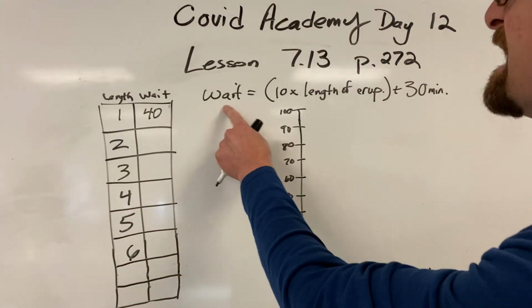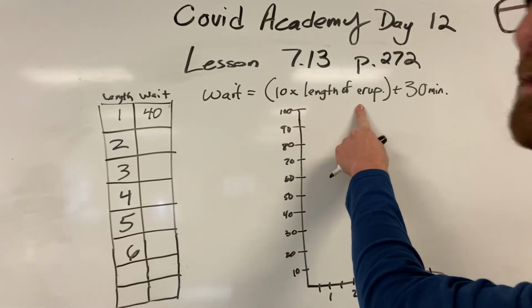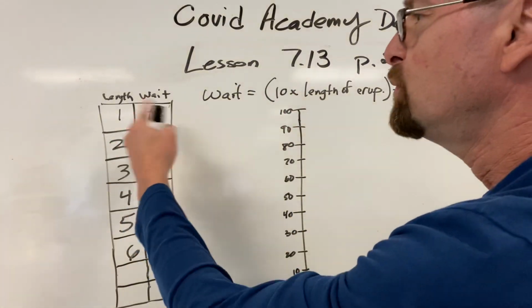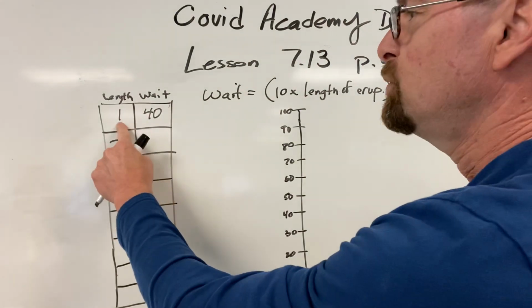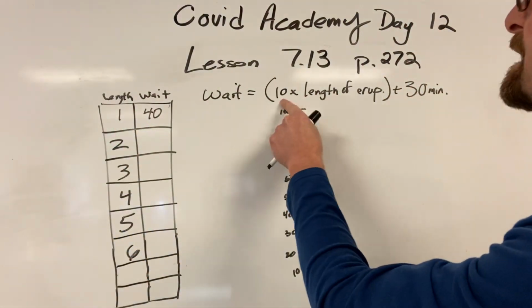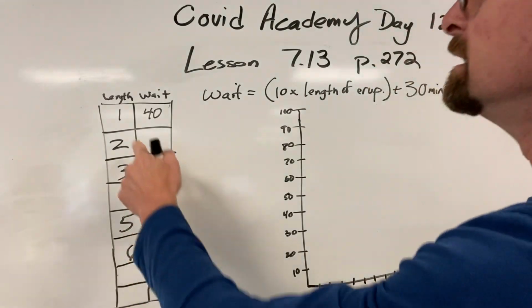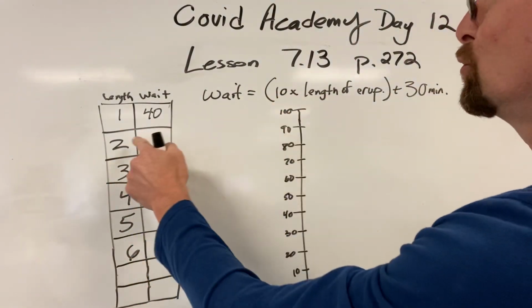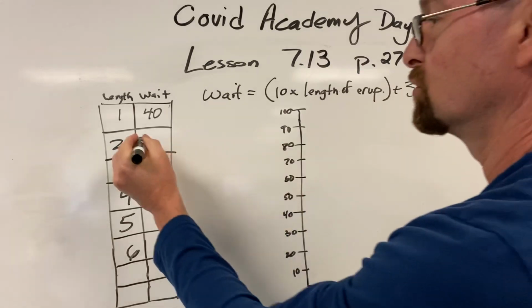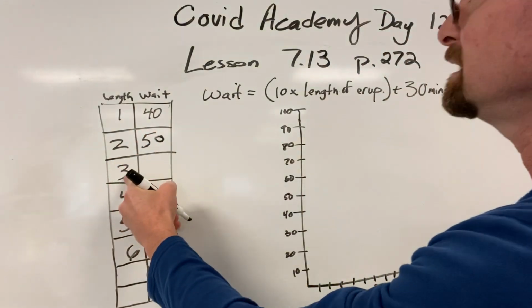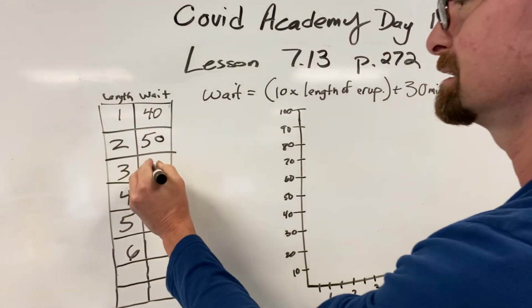Alright, so the wait time is 10 times the length of the eruption plus 10 minutes. Okay, we go over here and do this first. If it was a 1, we put in a 1. 10 times 1 is 10 plus 30 is 40. 10 times 2, that's 20, plus 30, that's going to be 50. 3 times 10, that's 30, plus 30 is 60.